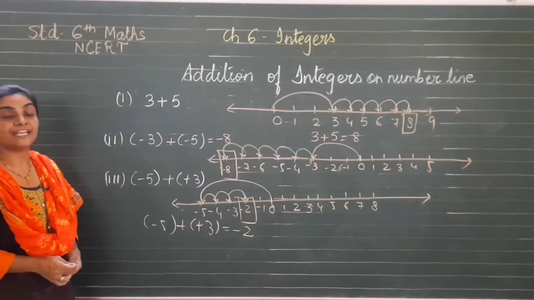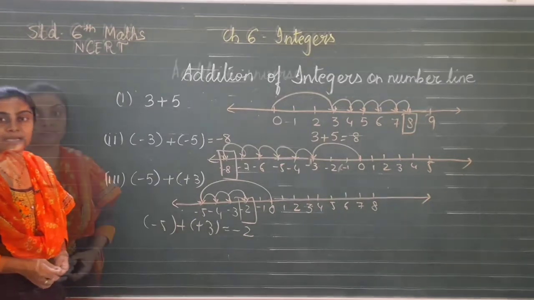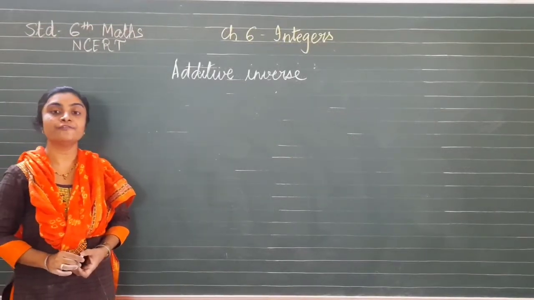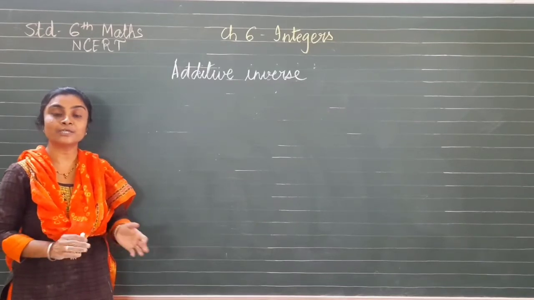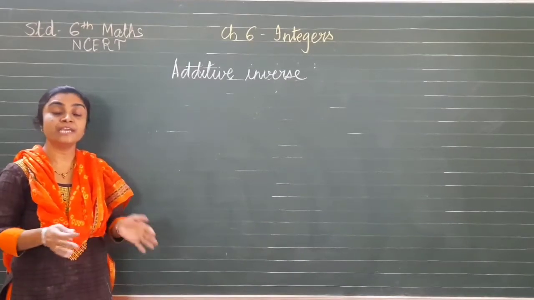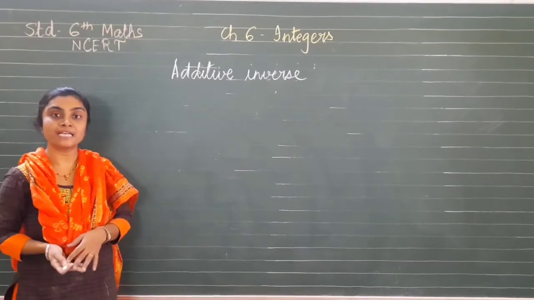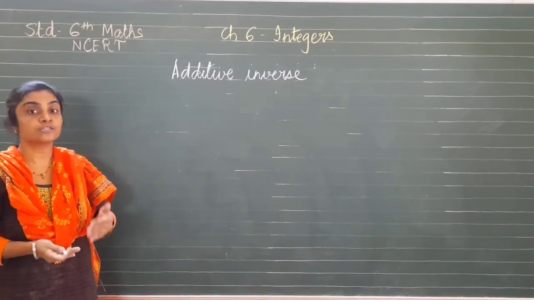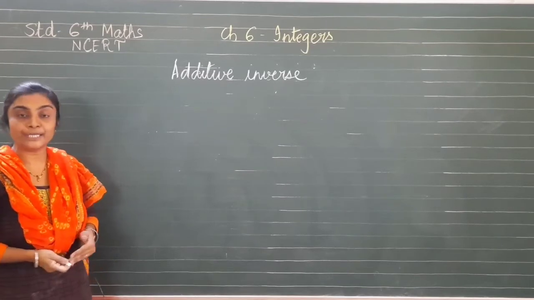So this was about the addition of integers on the number line. Now let us see additive inverse. What is the meaning of additive inverse? When numbers like 2 and minus 2, 3 and minus 3, 4 and minus 4 are added, the answer will always be 0. So this type of pair is called an additive inverse.